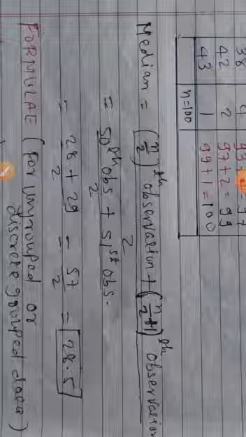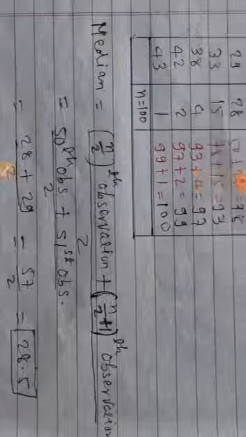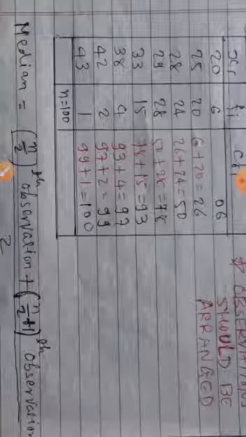Okay, so now n by 2 means 100 by 2, so it is the 50th observation. Then the next one, n by 2 plus 1, means the 51st observation, divided by 2. So it is the 50th observation and the 51st observation, not 50 and 51. Okay, so what is the 50th observation's value? Again, you have to look in the CFI column. Look for 50 in the CFI column.